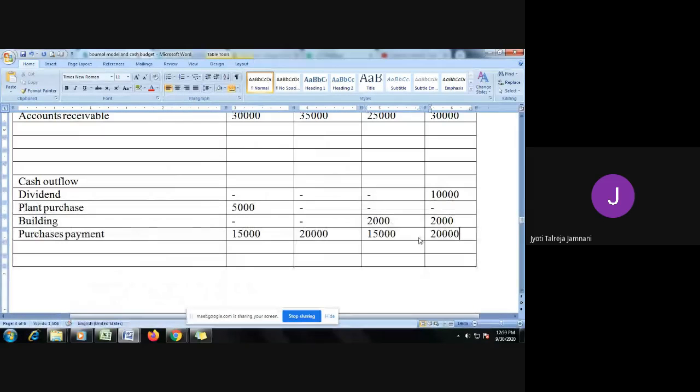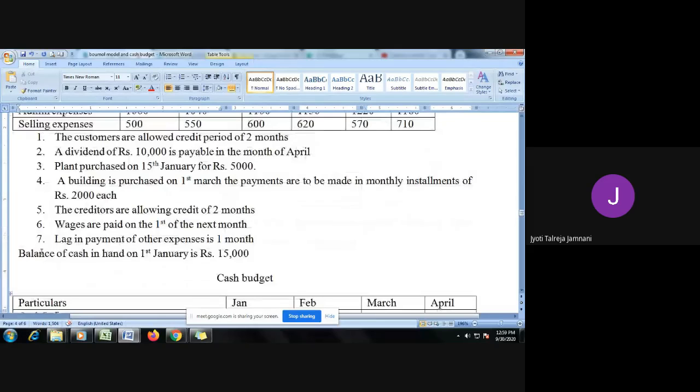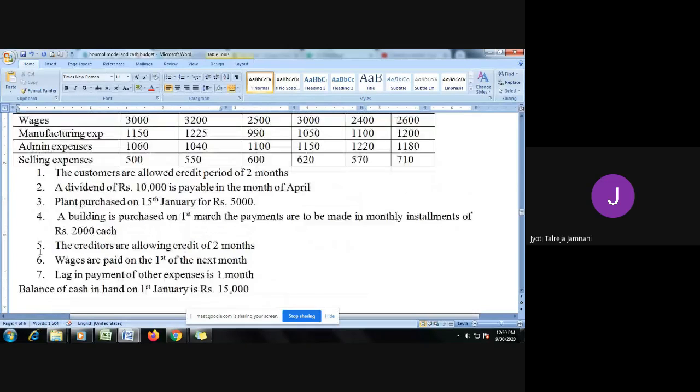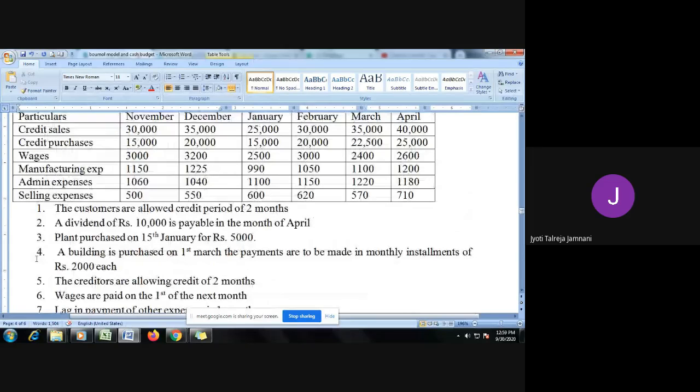The next thing, next adjustment, wages are paid on the first of the next month. That means it's not paid in this month, it is to be paid in the next month. So 1 month time lag. So look at the wages. 3,000 of November will be paid in December.